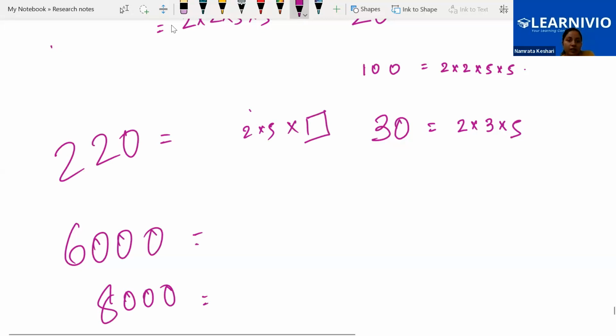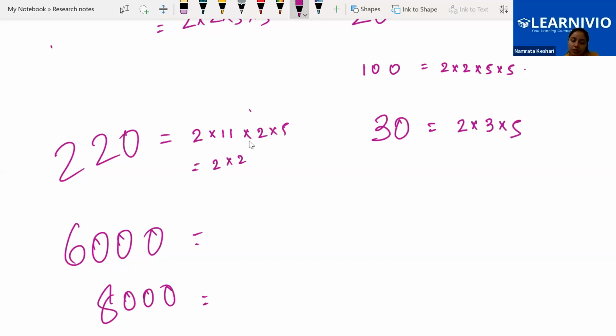Let's do the factorization of these three numbers also quickly. 220, if we factorize it, we will be getting 2 into 11 into 5 into 2. This is what we'll be having. If we arrange it, it will be 2 into 2 into 5 into 11. End digit is 0. I said 2 and 5 will be there. Yes, it is there. End digit is 0. I said obviously 2 and 5 will be there. Let's check it.